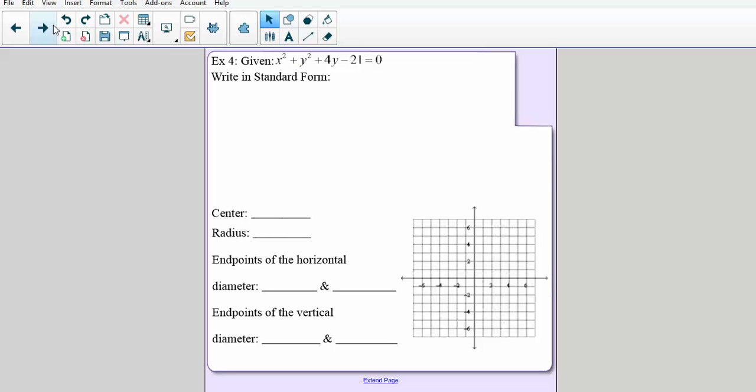Same thing. I want you to pause it. I want you to write the standard form, and then I want you to graph it. You can try to do the endpoints of the horizontal and vertical diameter, or you can wait till I talk about those. Before we get started on that next one, Mrs. Weichel, I noticed something a little different, and I just want to make sure I'm good before I try this on my own. What do you notice?